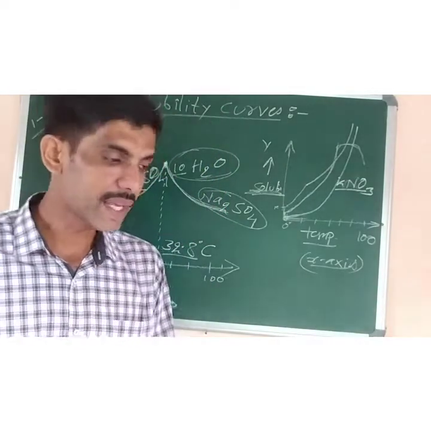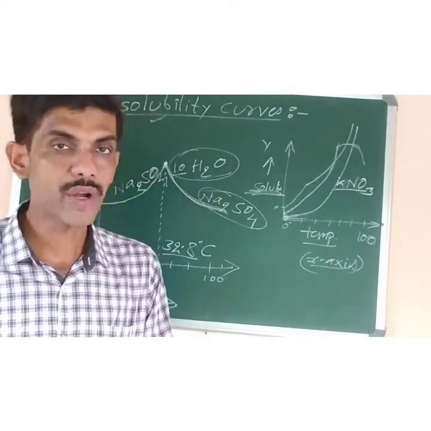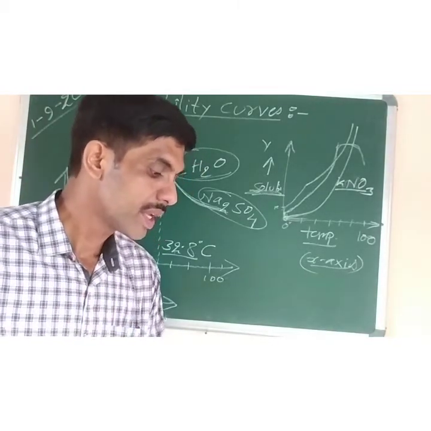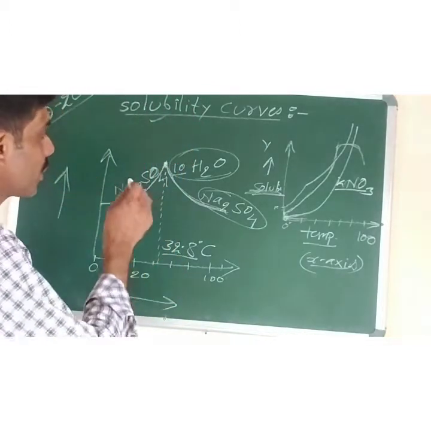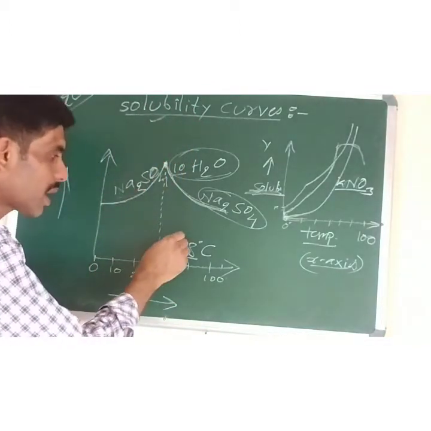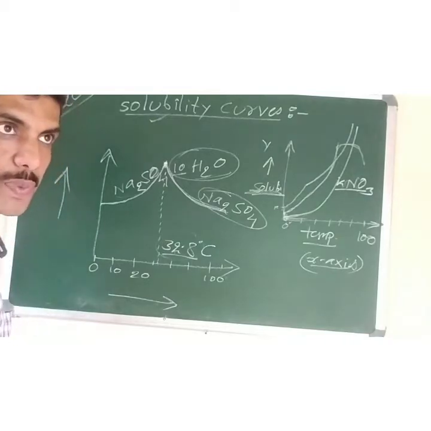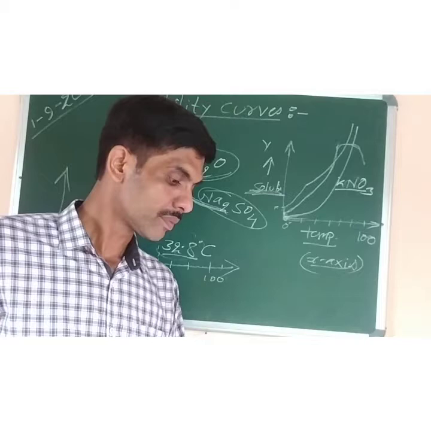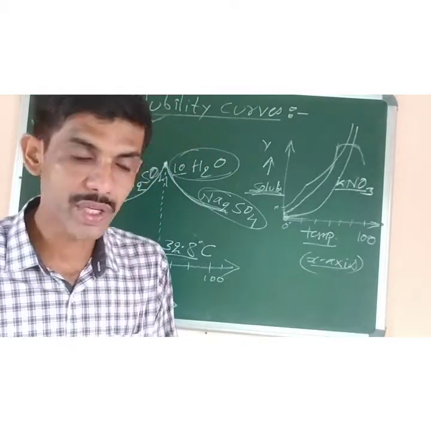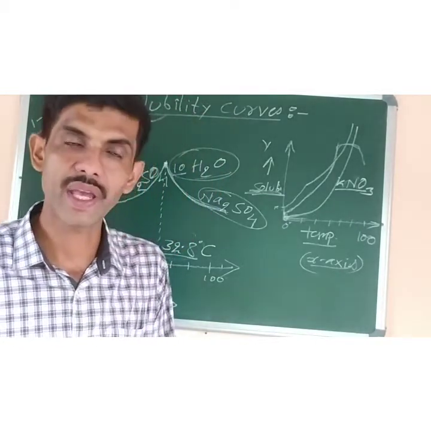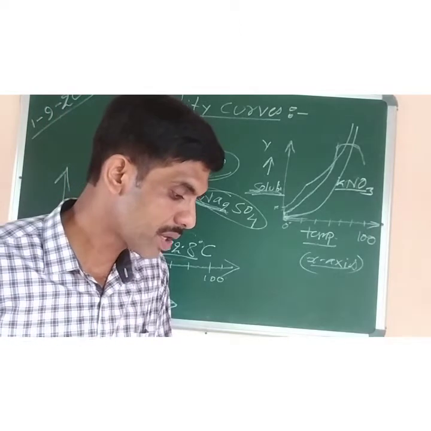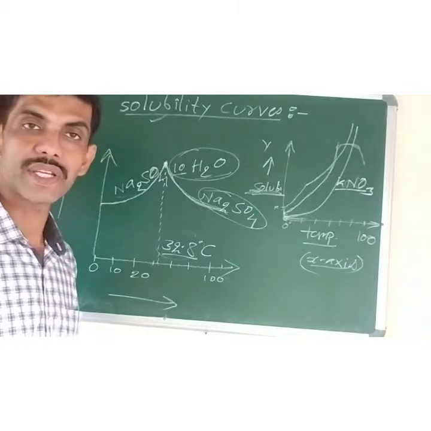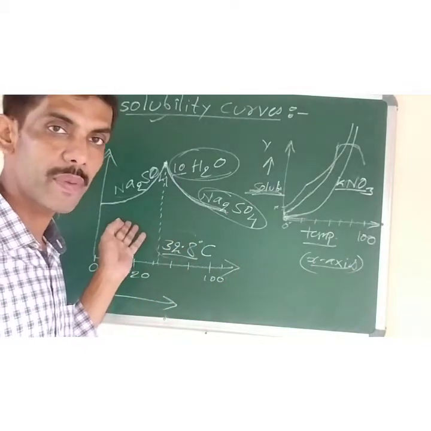Now, what are the applications of the solubility curve? Where do we use this type of solubility curve? Number one, or A, it helps to determine the solubility of a particular solid at a particular temperature. Like at this particular temperature, what is the solubility of a substance? Number two, in comparing the solubility of different solids in a solvent at a particular temperature, the solubility of different solids at a particular temperature can be easily compared with the help of this graph.